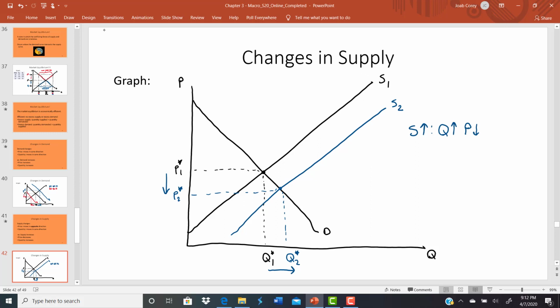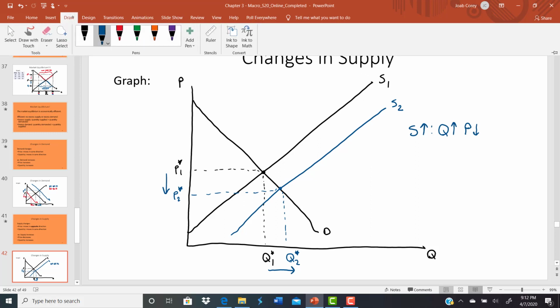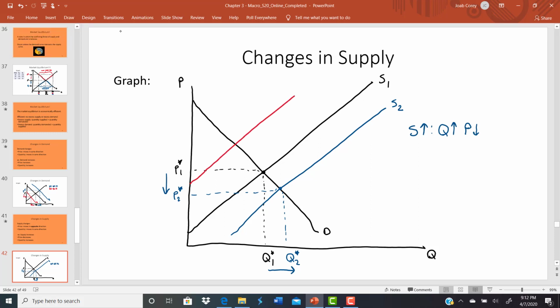Now, if the price of a resource or ingredient used to produce that good increases, so it's now more expensive to make it, then that's going to shift that supply curve to the left, or decrease supply, which is going to look something like this. So we'll call that S3. And where that third supply curve intersects our old demand curve, that's going to again give us a new equilibrium with a new equilibrium quantity, which we'll call Q3 star, and a new equilibrium price, which we will call P3 star.